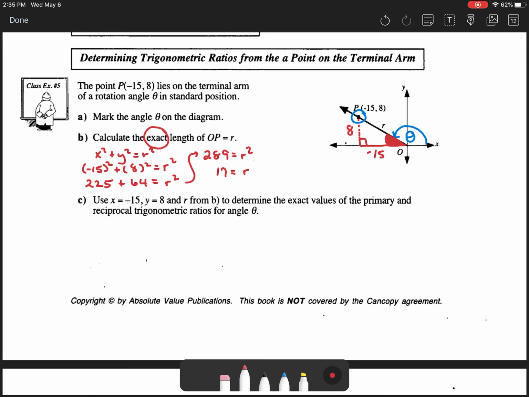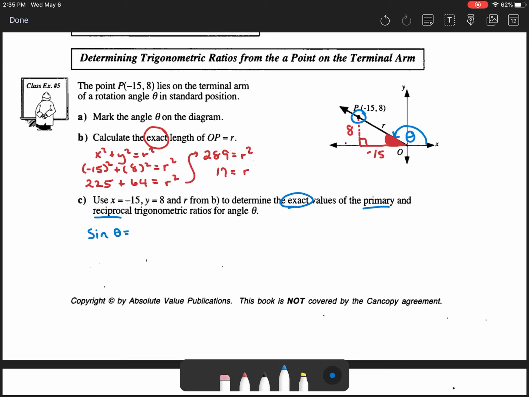So now it says use x being negative 15, y equaling 8, and r, which is now 17, to determine the exact values of the primary and reciprocal ratios for that angle theta. So again, even though theta is that big obtuse rotation angle, we use the reference angle to talk about these values. So I will do the primaries first.